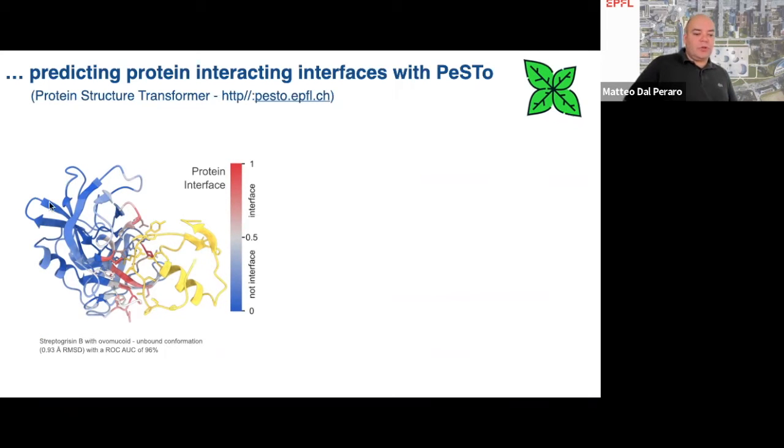So you have your protein of interest here depicted in blue and red, and you have some prediction. Here the yellow protein is actually added a posteriori, just for you to realize that the prediction for this protein-protein interaction is quite good, okay? 96%, and it's not good only for this one, but also in general.